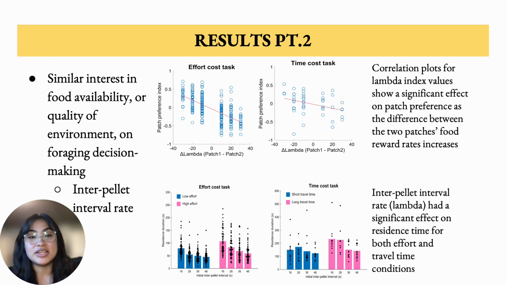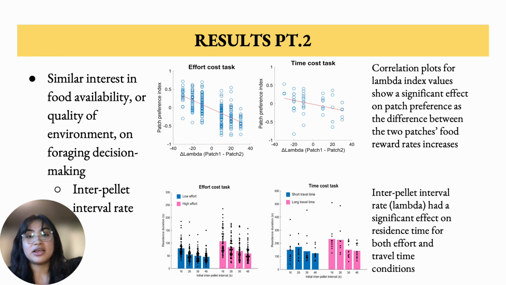Additionally, we also had an interest in investigating the effect of food availability, which we denoted as our food reward rates, or our lambdas, or also our interpellet interval rates on foraging decision making. And as shown here, our correlation plots for lambda index values showed a significant effect on patch preference as the difference between those 2 curves grew further apart.